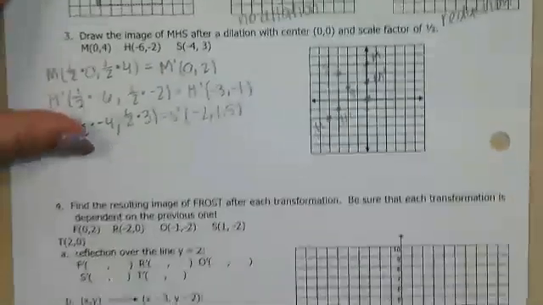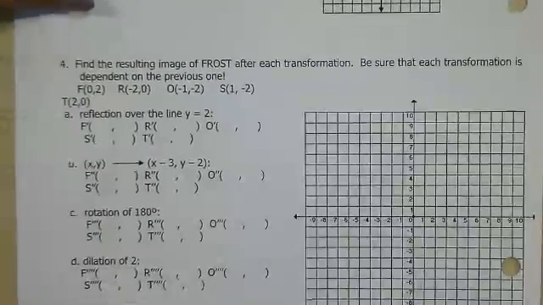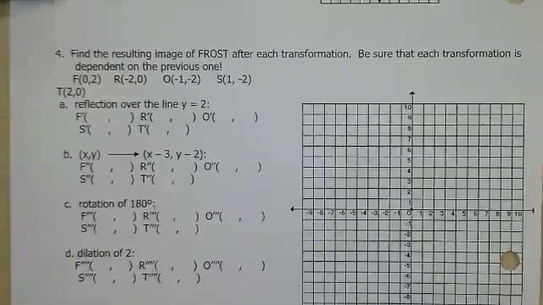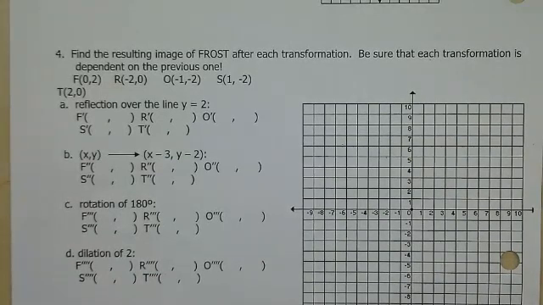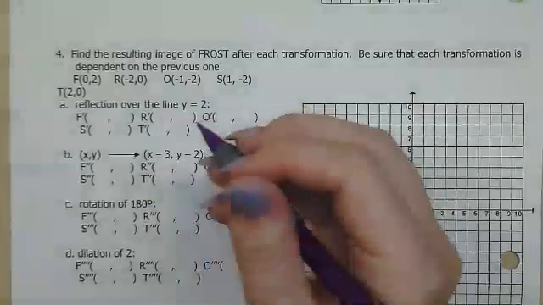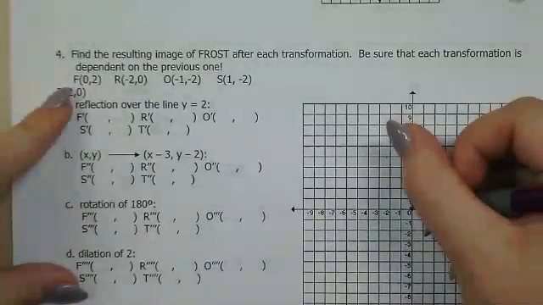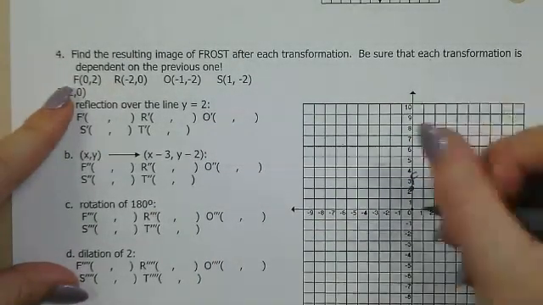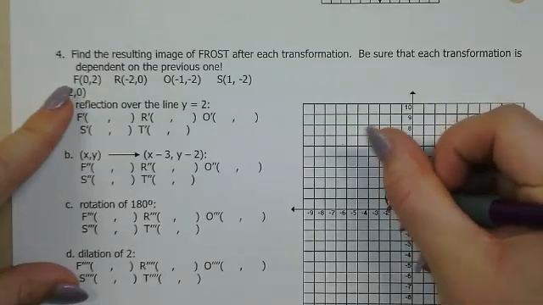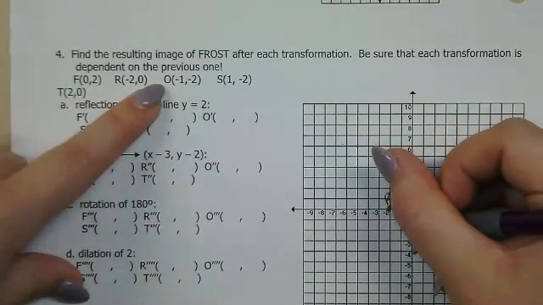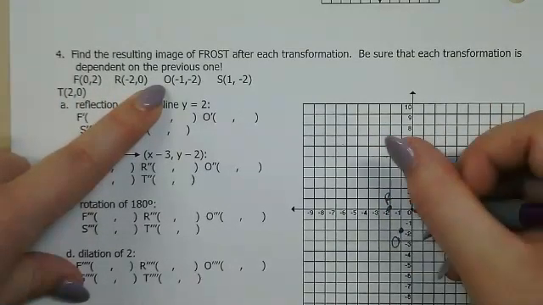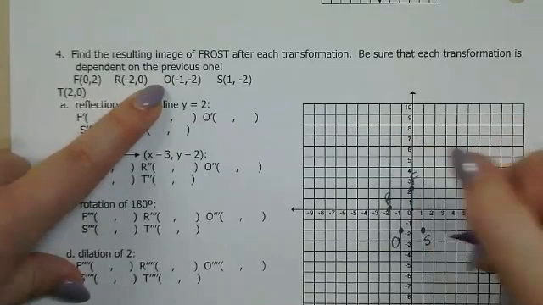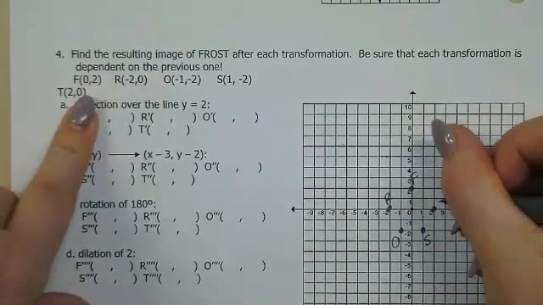All right, last one. Says find the resulting image of FROST after each transformation. Be sure that each transformation is dependent on the previous one. So here are the original points. We've got a point at 0, 2, that's F. At -2, 0, that's R. At -1, -2, that's O. And +1, -2, that's S. And then 2, 0 for T.